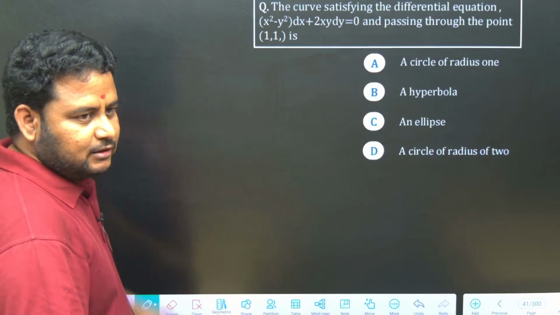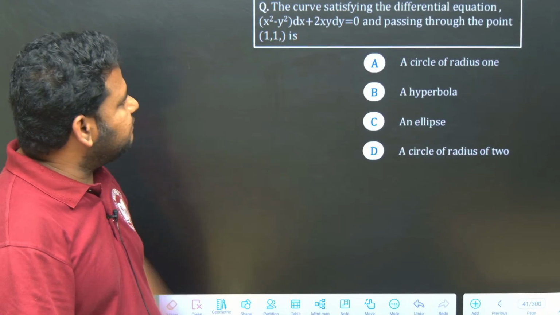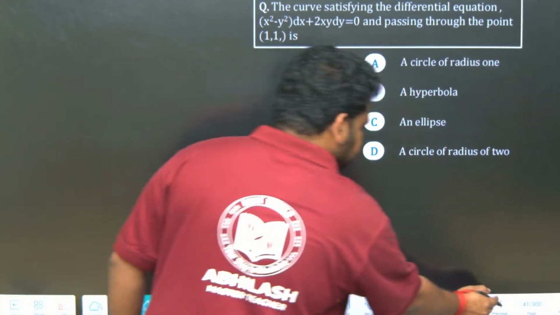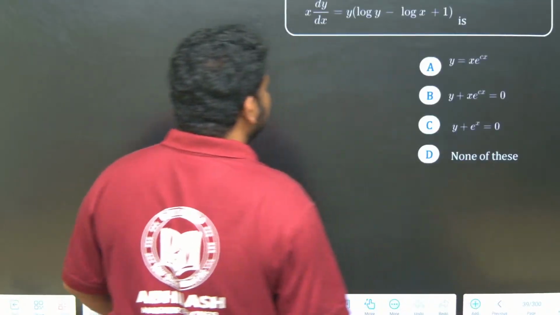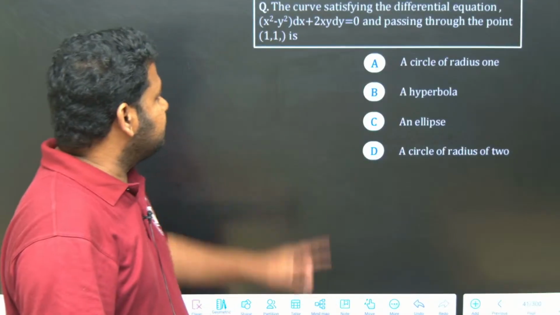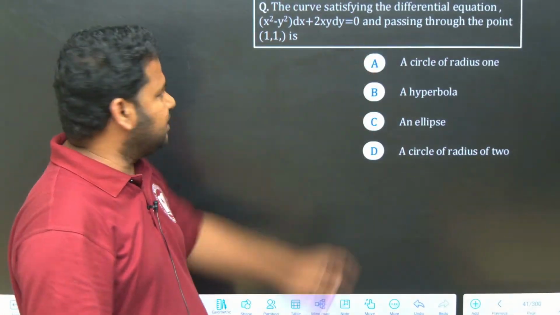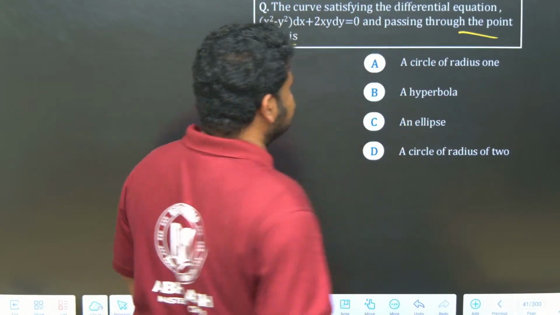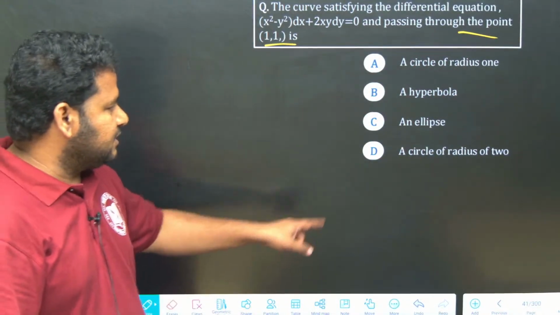Just check. Okay. So this is the curve satisfying the differential equation and passing through the point. This is the question. So we have to have a look at this. They are asking for the curve satisfying the differential equation. This is the equation that they have given, and passing through the point (1, 1), the options are circle, hyperbola, ellipse and circle.